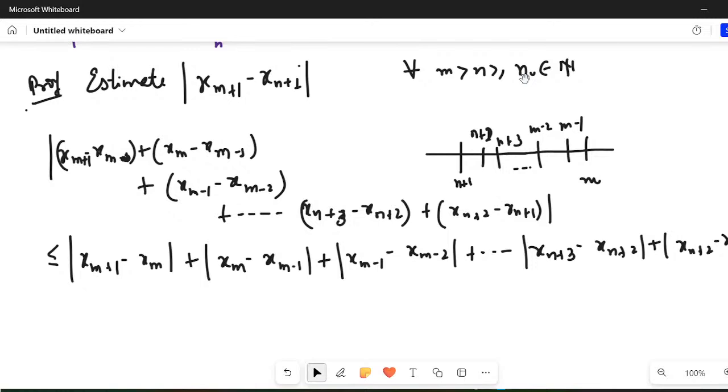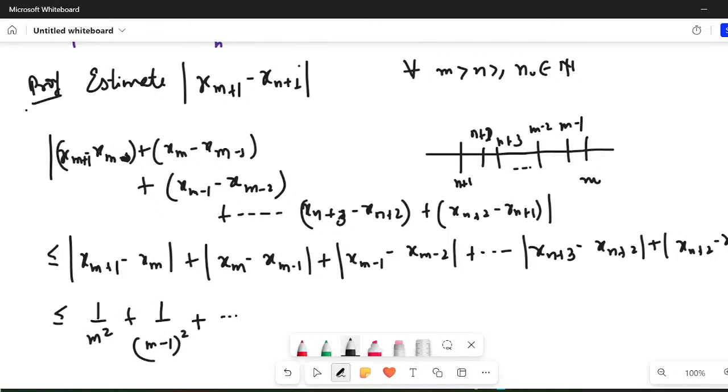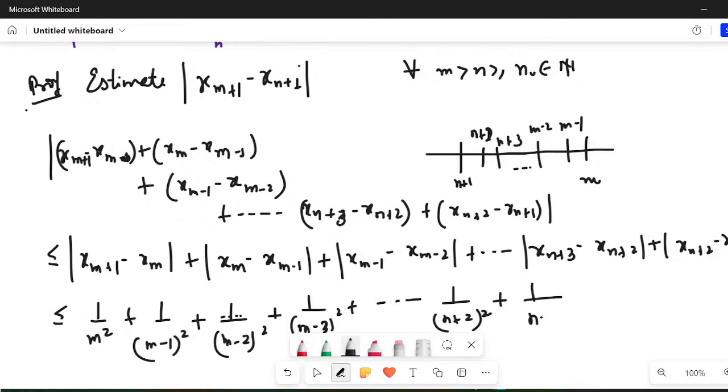So what I'm going to do is, this would be less than or equal to 1 over m squared, then 1 upon (m minus 1) whole squared, and then 1 upon (m minus 2) whole squared, plus 1 upon (m minus 3) whole squared, and then some 1 upon (n plus 2) whole squared, and then plus 1 upon (n plus 1) whole squared. I hope it is quite easy to see.